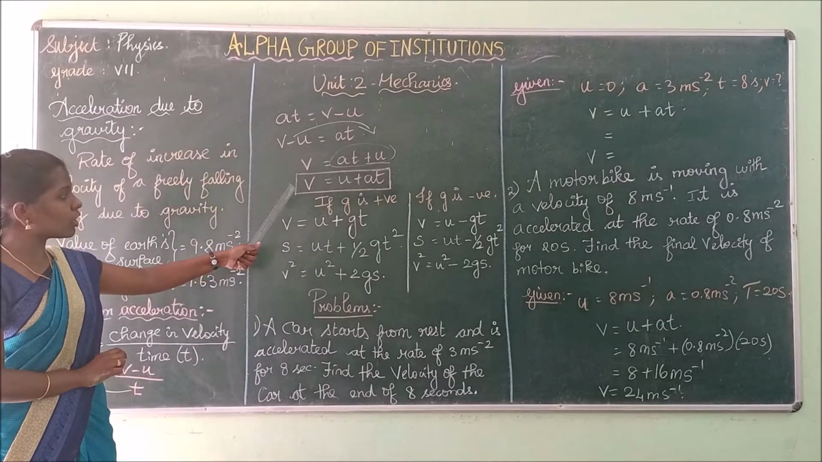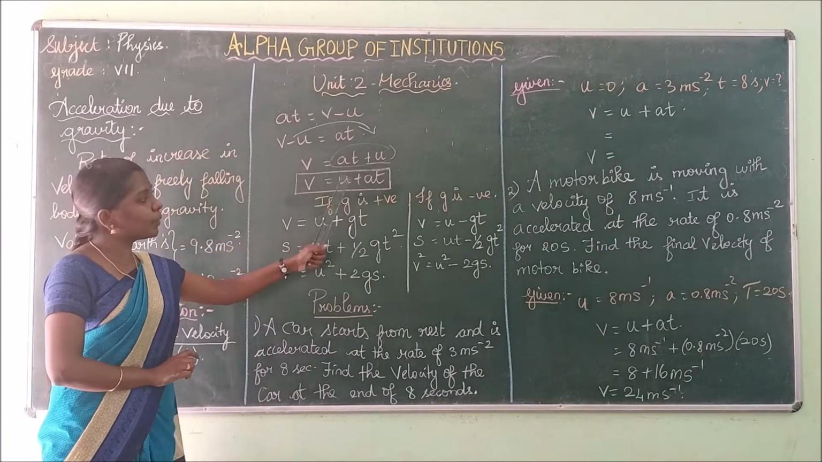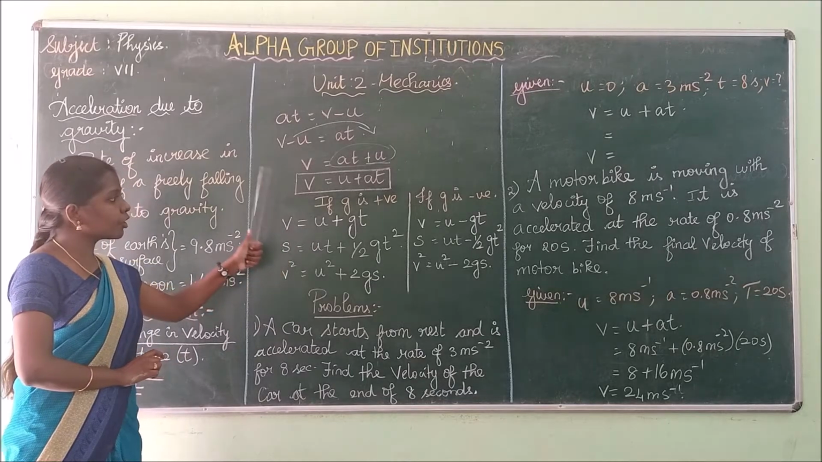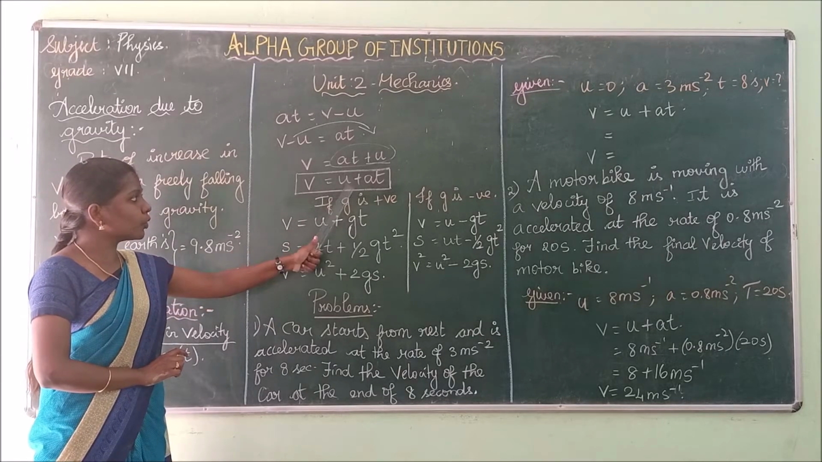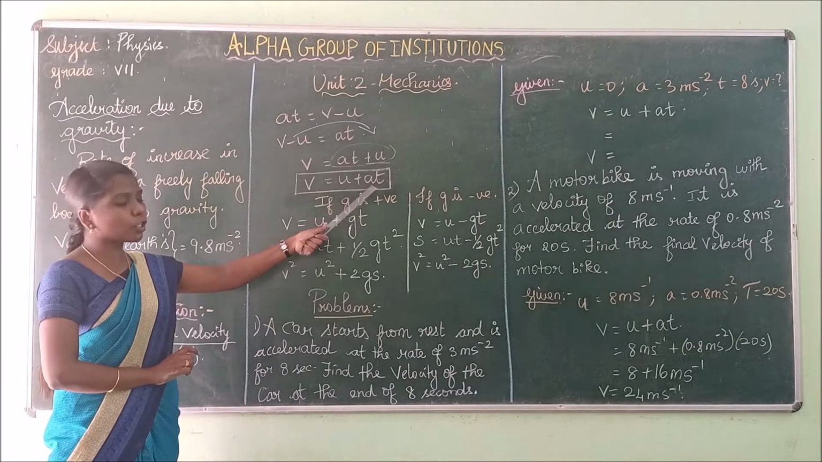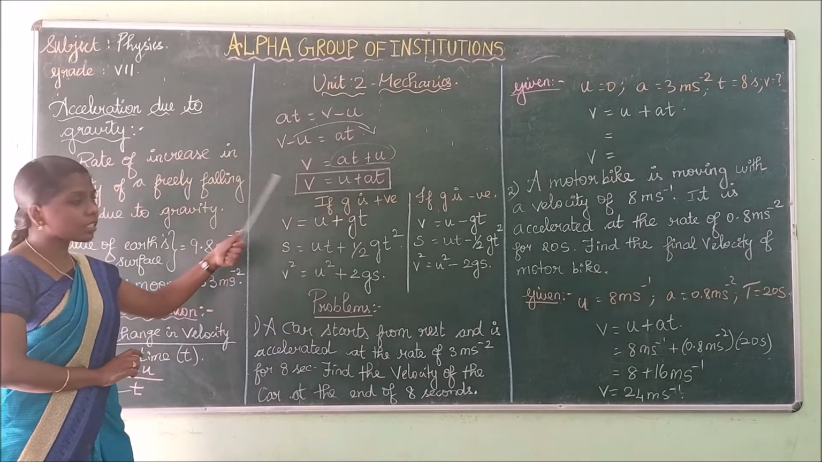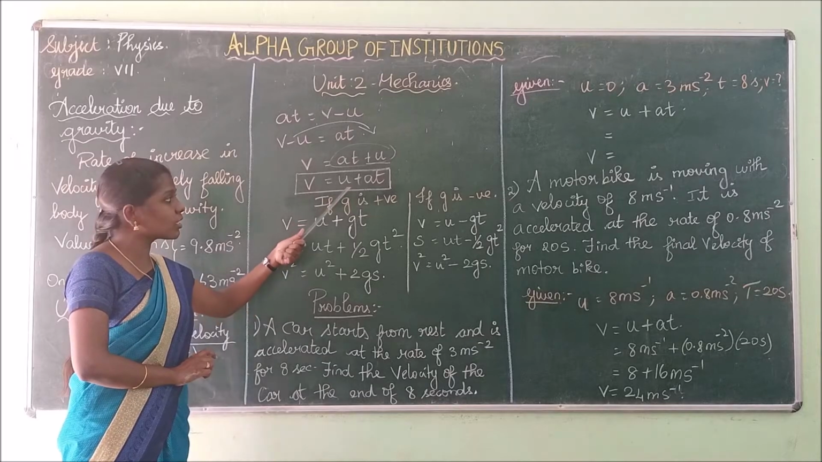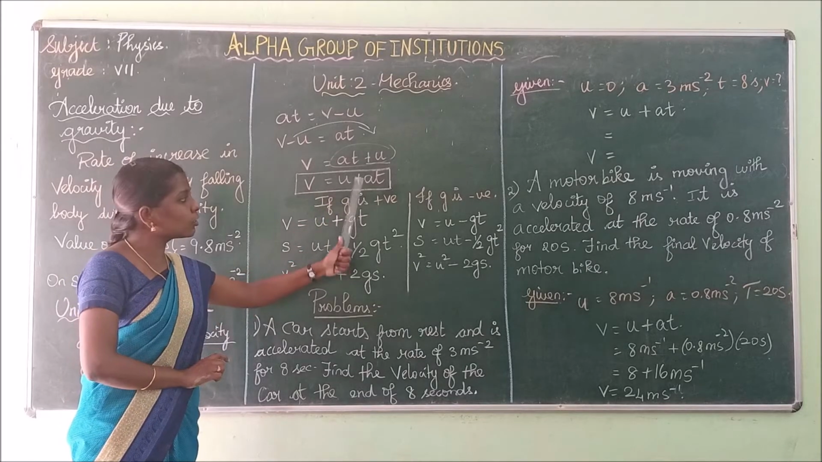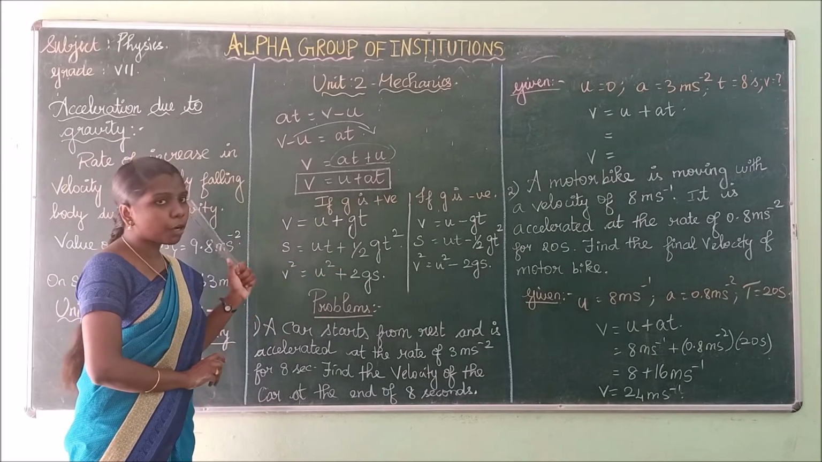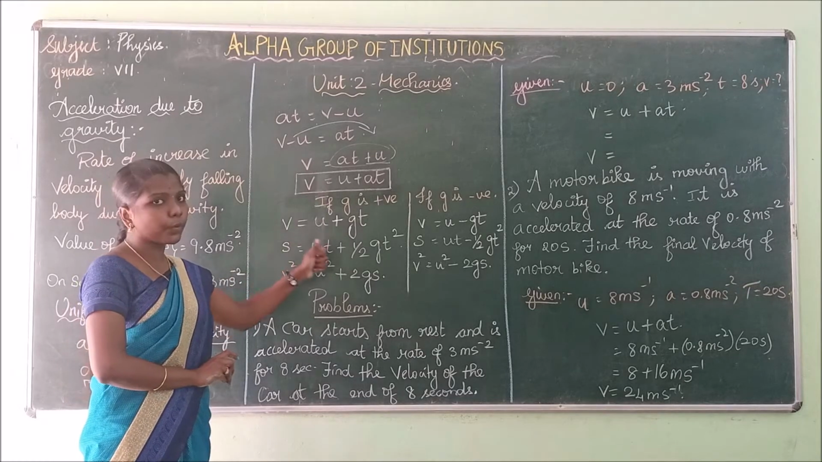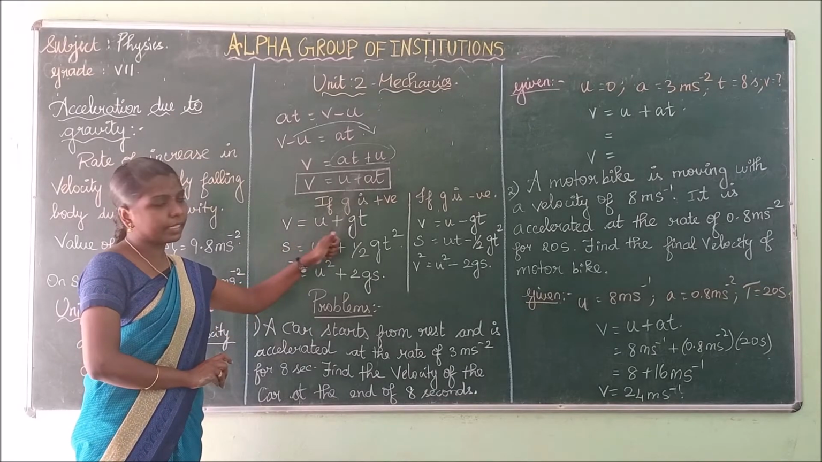What is the formula for velocity? v is equal to u plus at. Here v is your final velocity, u is your initial velocity, a is your acceleration, t is time. So the formula for velocity is u plus at.